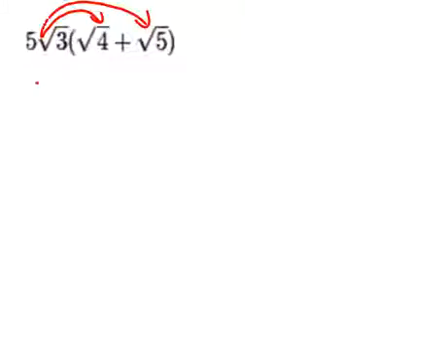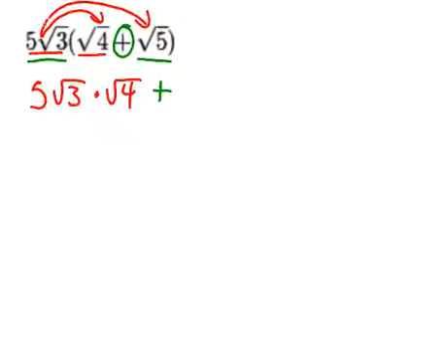So I'm going to rewrite this problem as 5 square root of 3 times the square root of 4. Okay, so that's this times this, and I'll use a different color for the next one here. So now I'm going to multiply 5 square root of 3 times the square root of 5. Now there's an addition sign right here, so I'm going to put that in the middle. Actually, the addition sign that I really need to care about is the one that's right here.